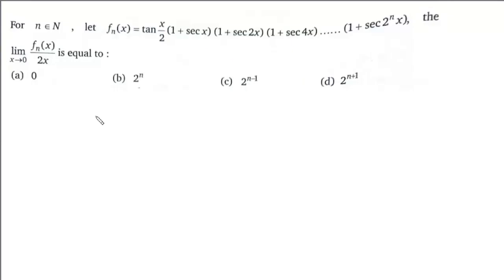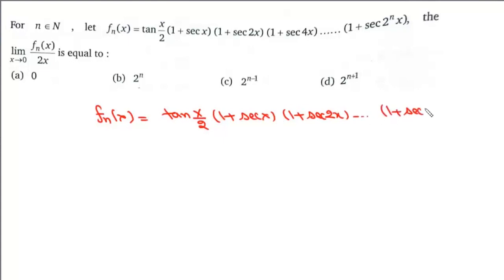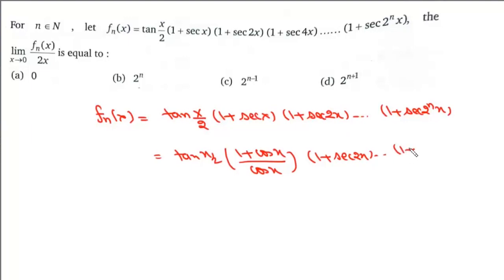Now here the question is, we are given this function fₙ(x), which is tan(x/2) into (1 + sec x) into (1 + sec 2x) up to (1 + sec 2ⁿx). Now what we'll do is, we'll write this 1 + sec x as (1 + cos x) upon cos x, and everything else will remain the same. So it is (1 + sec 2x) up to (1 + sec 2ⁿx).